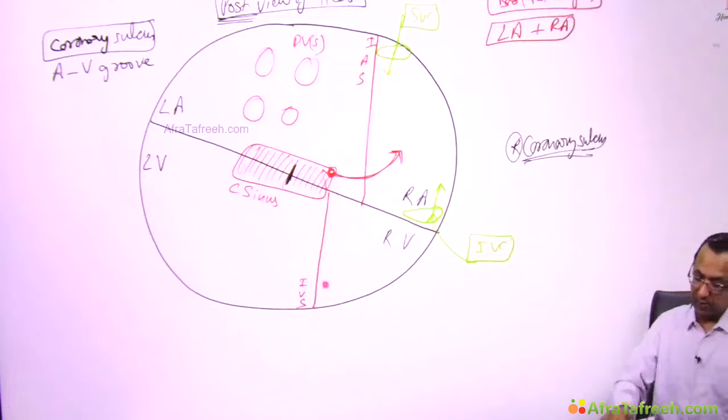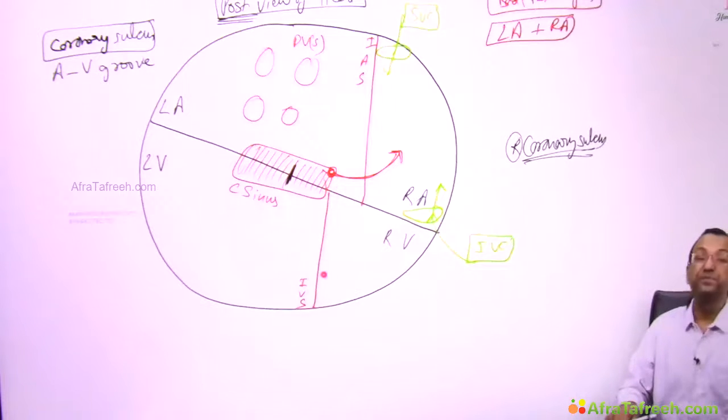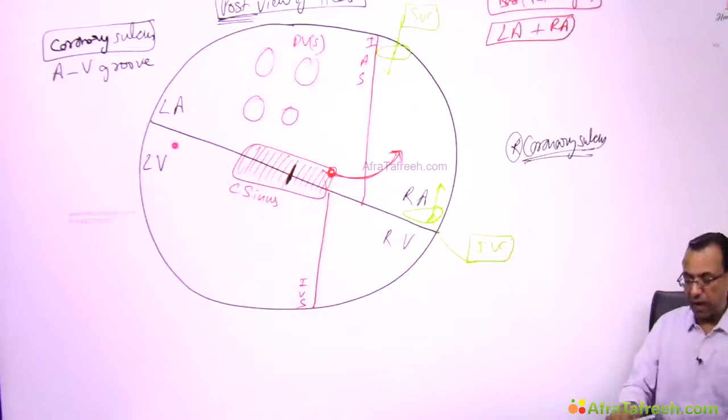So this is the interventricular septum, which is separating the right ventricle from the left ventricle. And what about that? We have told that the left ventricle and the right ventricle both are related to the diaphragm, so both of them contribute to the inferior diaphragmatic surface.